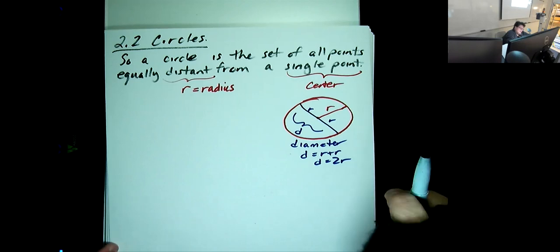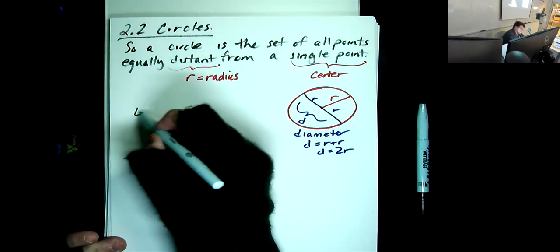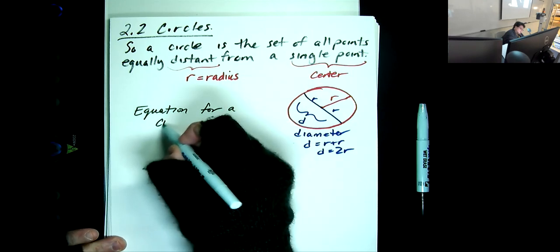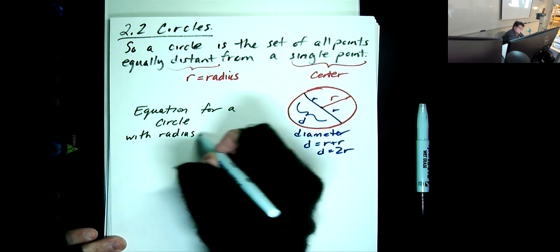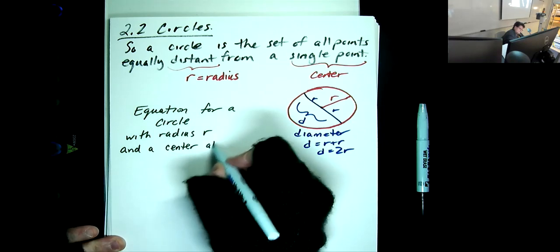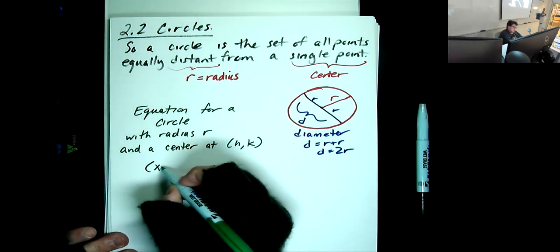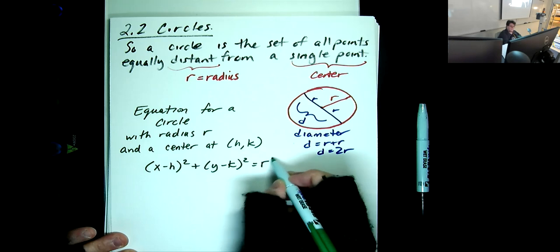All right, so the equation for a circle with radius R and a center at (h, k) is (x minus h) squared plus (y minus k) squared equals r squared.